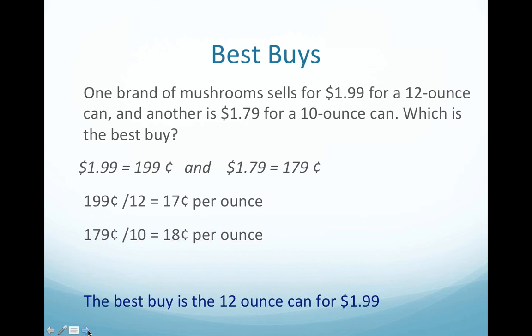And when we take the $1.79 and divide it by 10, because that's the total quantity, we're going to see that we're paying 18 cents per ounce. Okay, so the better buy is the $1.99 can of mushrooms because we're only paying 17 cents per ounce for it. It's cheaper.